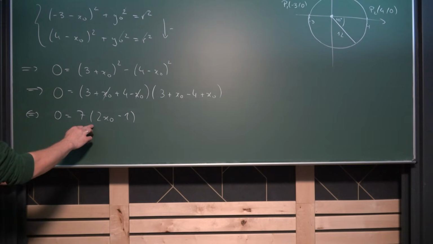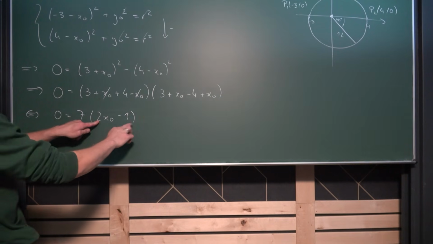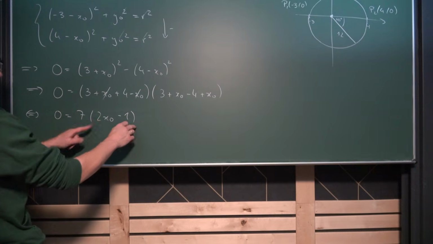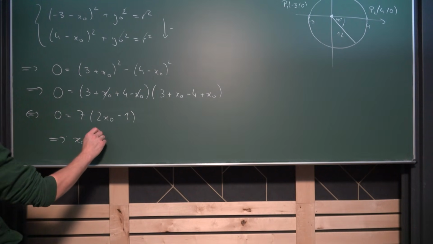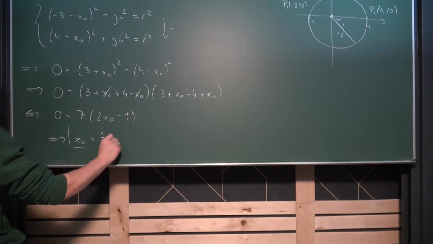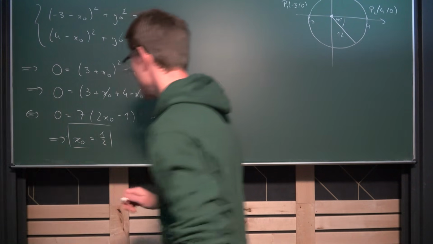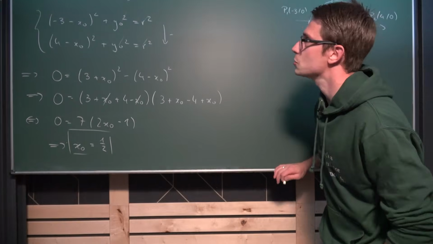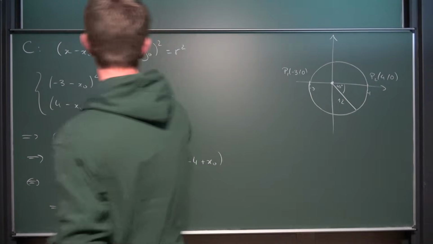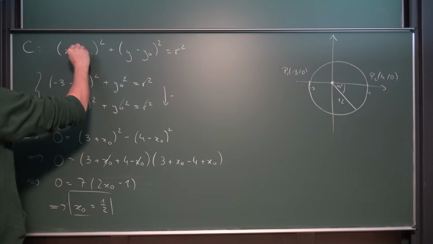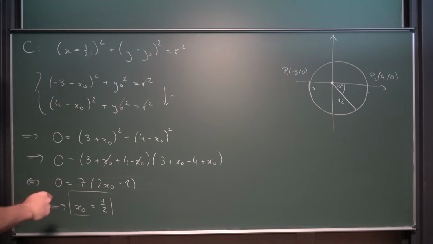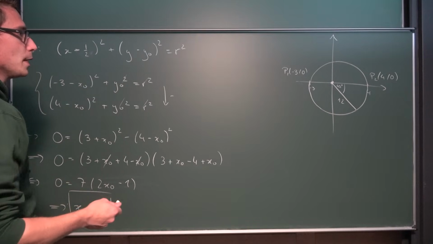Now this right here can only be equal to 0 if 2x naught minus 1 is equal to 0. And that means that x naught is equal to 1/2. Okay, so our circle's equation is going to turn into x minus 1/2 squared plus y minus y naught squared equals r squared. Okay. That seems reasonable, 1/2, okay.